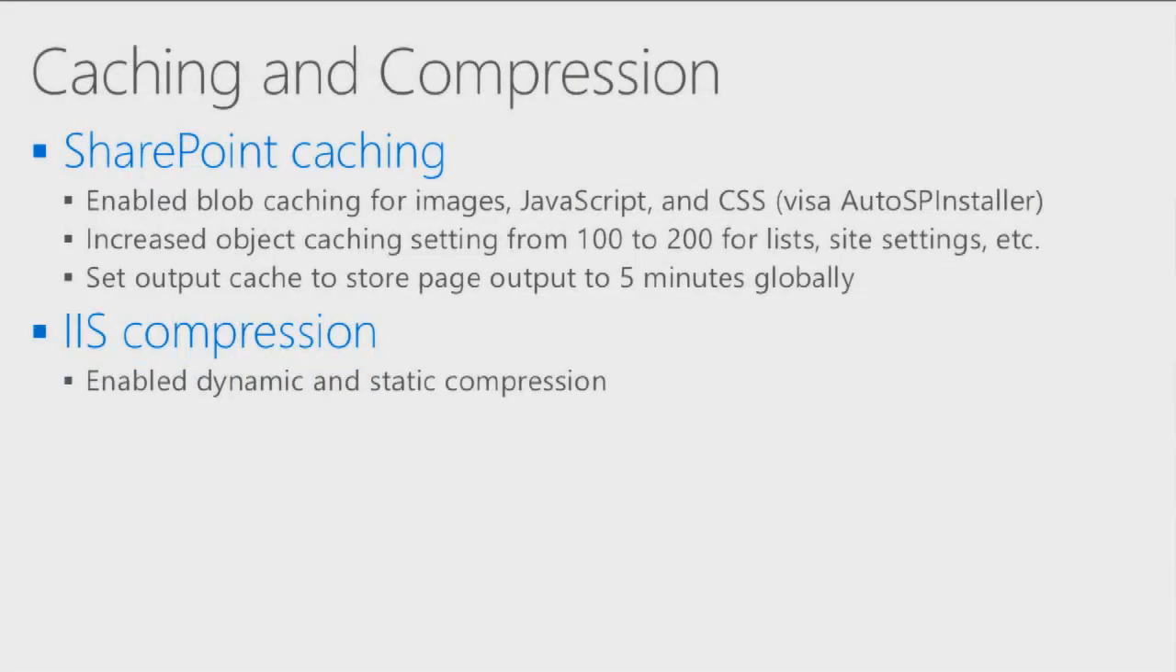Okay, so another thing, these are some basic things that you absolutely should be doing. You want to be sure to enable blob caching. That's something that the AutoSPInstaller has, a nice little checkbox that will update the web.config to do that for you. It tells the browser to cache things like images, CSS, and JavaScript for you, right? We found that we wanted to increase the object cache on our site collections from 100 to 200 megabytes, right? We also set output caching to a minimum of 5 minutes on the entire site.